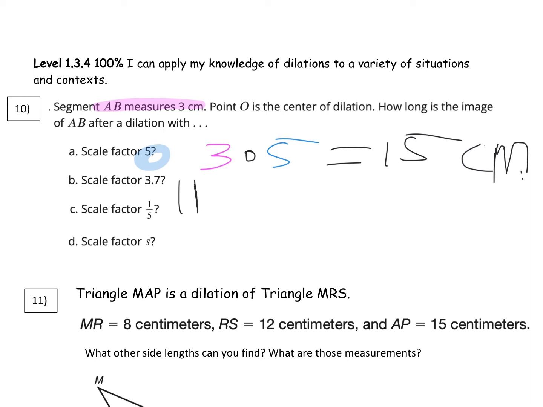And 11.1 centimeters. Now, to multiply by 1/5, I personally would just do 3 times 1/5, which means you have 3/5. But I saw some of you changed them into decimals, which is fine. I wouldn't do it that way because it requires an extra step, but it doesn't matter to me.